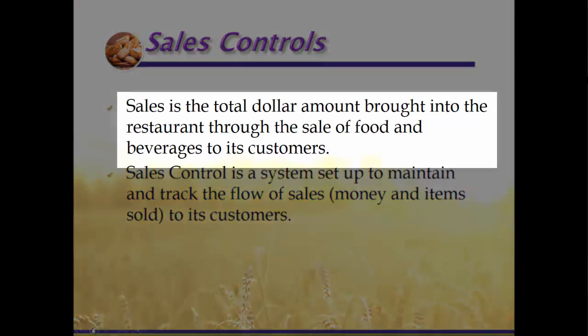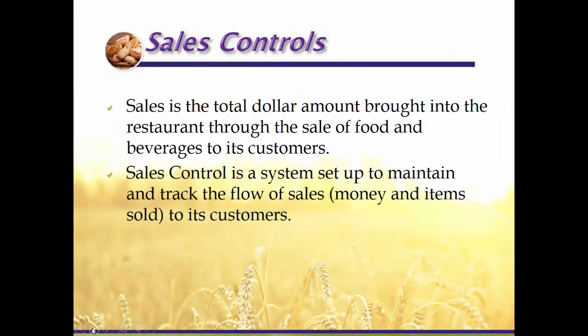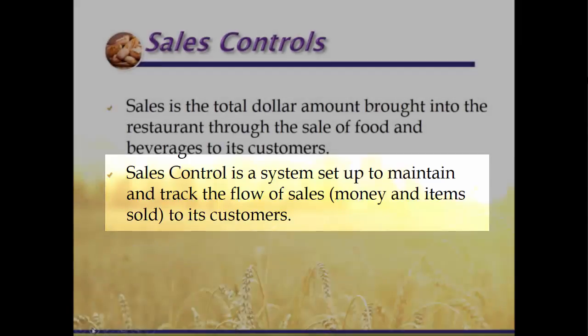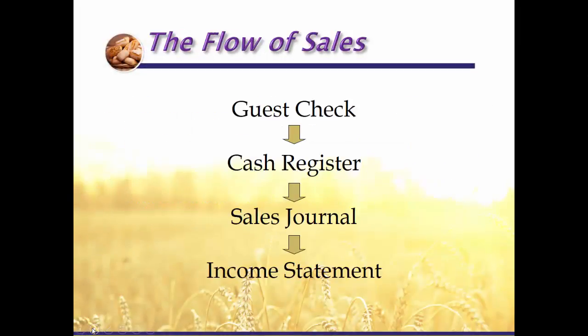Okay, so sales is actually the total dollar amount brought into the restaurant through the sale of food and beverages to its customers. We learned this is also called the revenue. Sales control is a system set up to maintain and track the flow of sales, money and items sold to its customers. So it goes from the guest check to the cash register, then on to the sales journal, and then to the income statement.